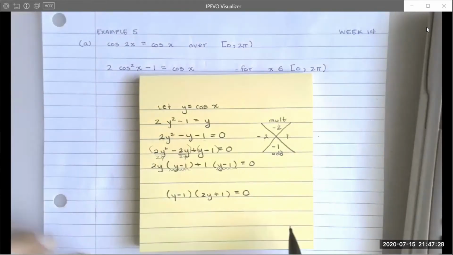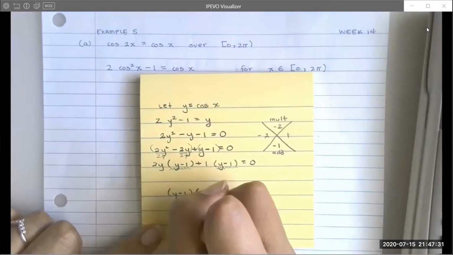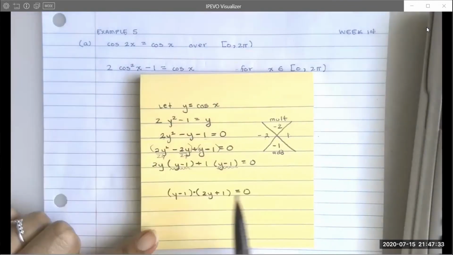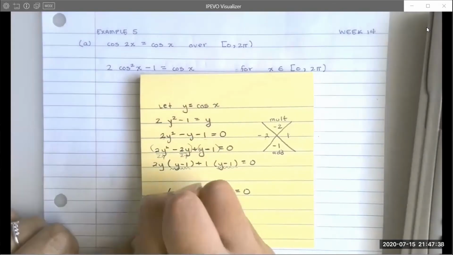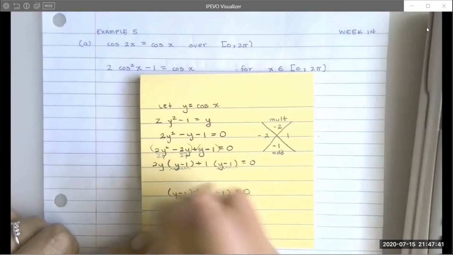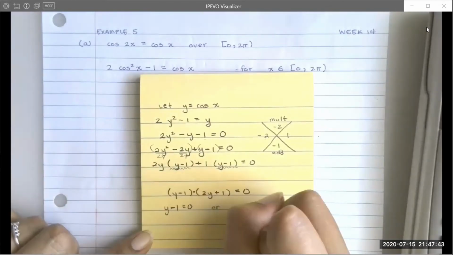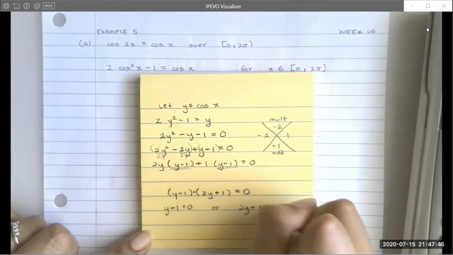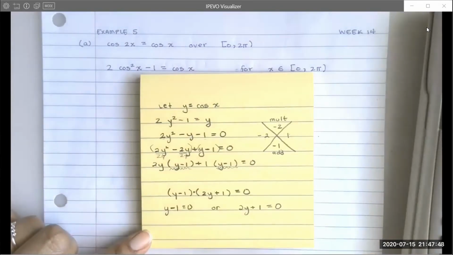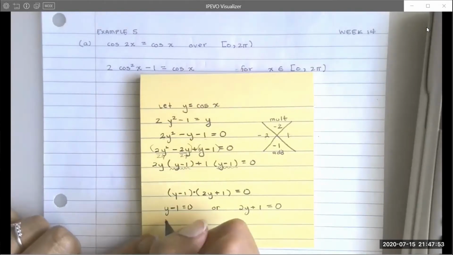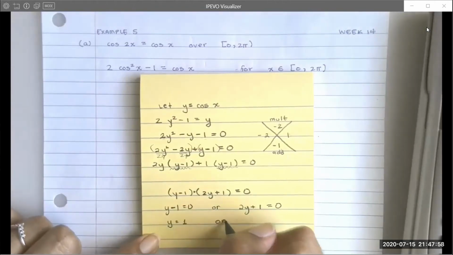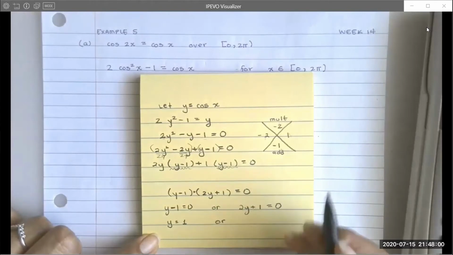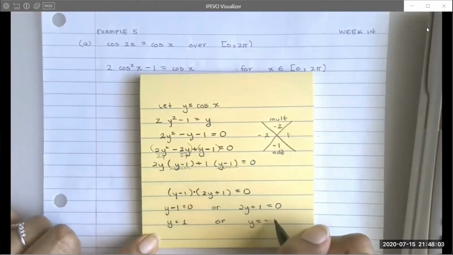Okay. But at this point, we apply that same idea as before, that if you multiply 2 things together and it gives you 0, it forces at least one of them to be 0. So either y minus 1 will be 0 or 2y plus 1 is 0. And then in that case, we would have that y is equal to 1 because we're adding 1 to both sides. Or if I subtract 1 and then divide by 2, I get that y is equal to negative 1/2.